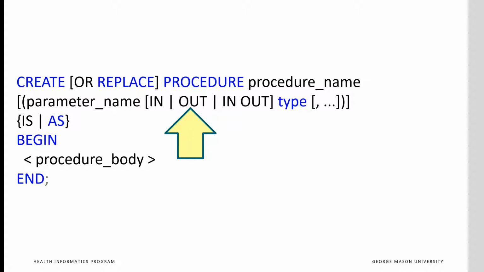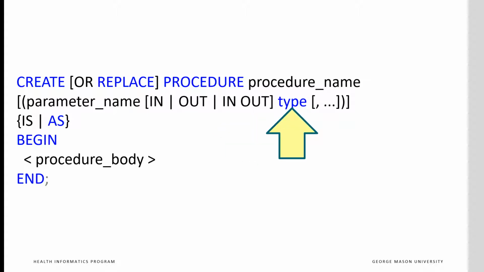Out represents the parameter that will be used to return a value to the calling program. Inside the procedure, an out parameter acts like a variable. You can change its value and reference the value after assigning it. An in-out parameter type passes an initial value to a subprogram and returns an updated value to the caller. It can be assigned a value in the calling program, and the value can be updated in the procedure.